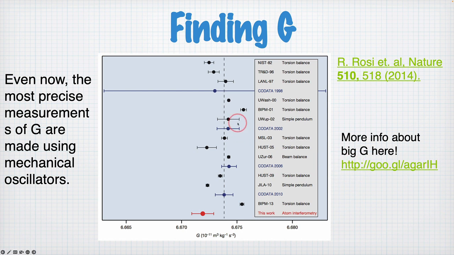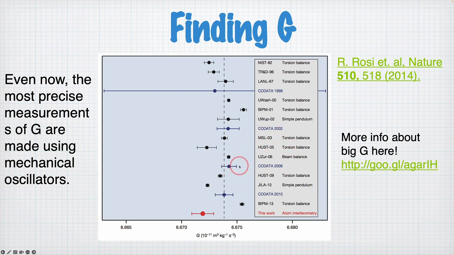These are values of big G measured with different kinds of pendulums. So we have torsion balances, so they're rotational pendulums, simple pendulums. There's one which uses an atom interferometer. That's a bit different, but you can see all of these other data points here come from measuring the period of a pendulum. So this is all based on simple harmonic motion.